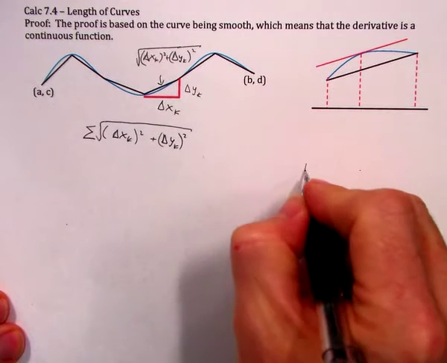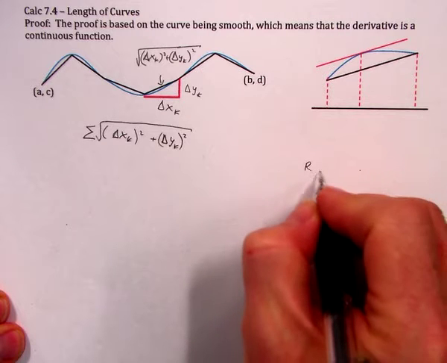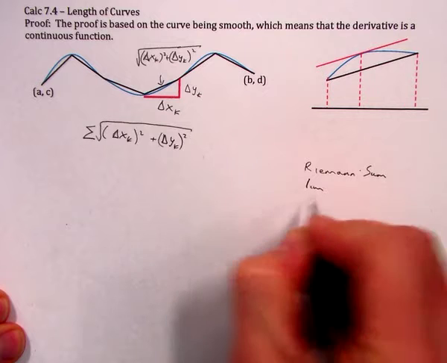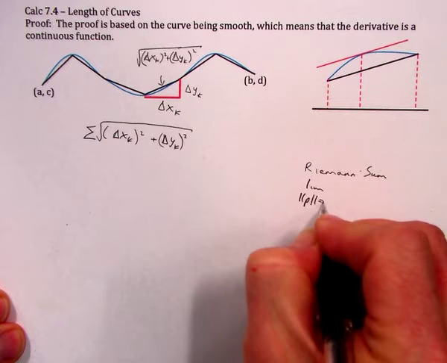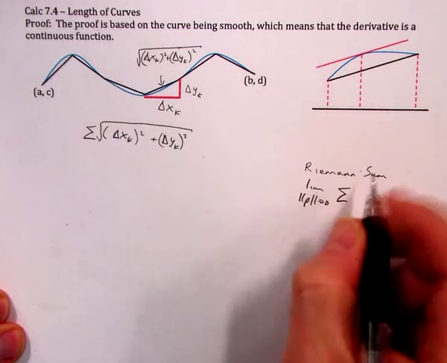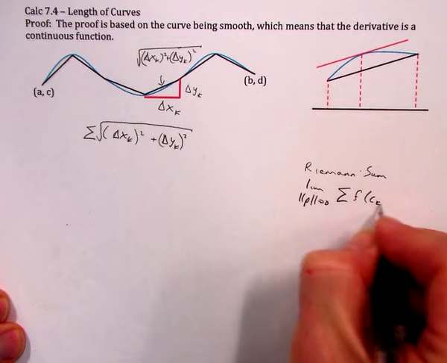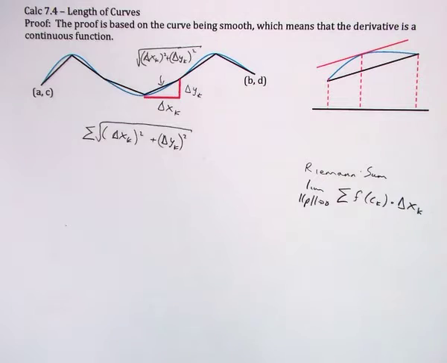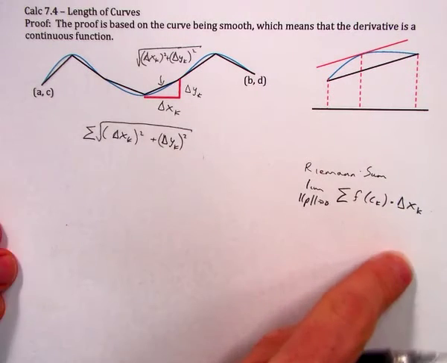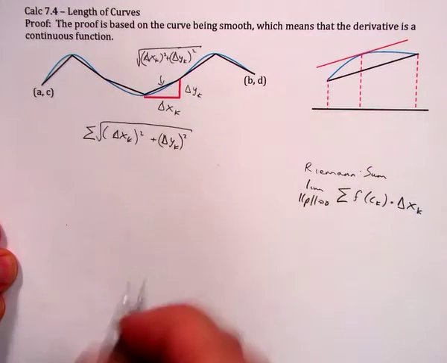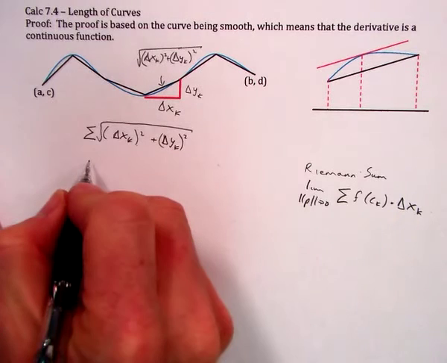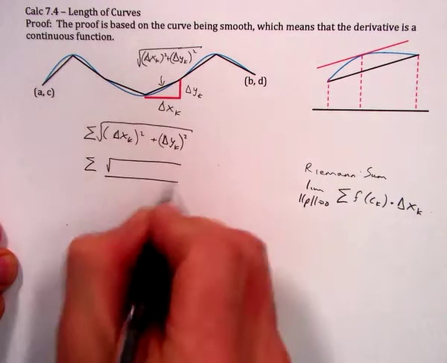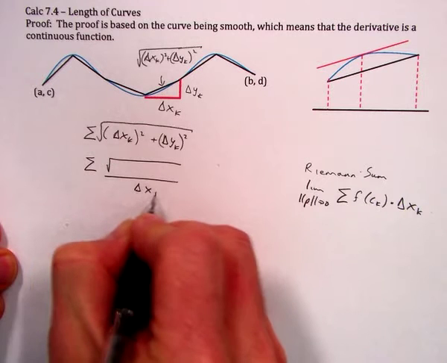Let's review for a second what a Riemann sum is. That would be the limit as the norm goes to 0 of the sum of f of c sub k times delta x sub k. So our goal is going to be to manipulate this to look like that. Well, we don't have that right now. We don't have that delta x sub k. There's multiple different ways you could manipulate this. One of them is to take that and we will divide it by delta x sub k.